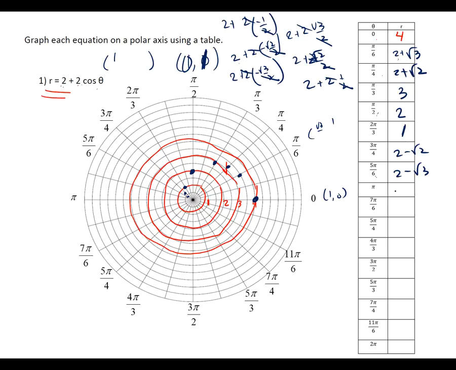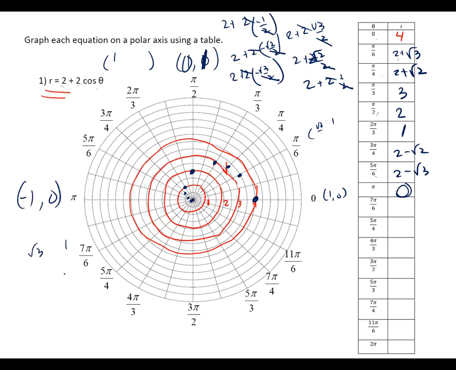Alright, we're at pi. Okay, so I think my dot is this. Okay, the pi. So cosine of pi is what? It's negative 1. So what is 2 minus 2? So it'd be 0. Okay, so I've been all the way into the origin. Okay, now we're probably going to start establishing a pattern. We're about halfway.